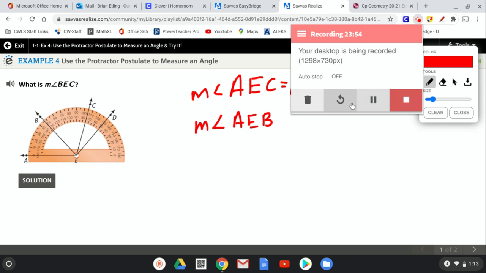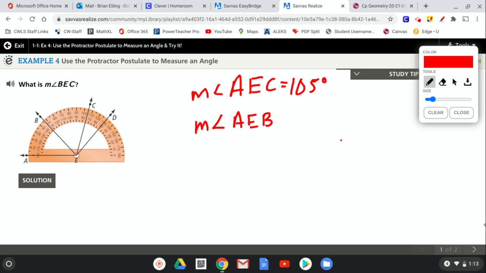The measure of angle AEB is going to be 47 degrees. And I know on the picture it looks a little bit tricky because it's in between 45 and 50. It will never be like that on a test or quiz or anything like that. It'll always be an exact number, or else we'll give you marks and you'll be good to go. So just be aware of that. I'm never going to try and trick you like that.